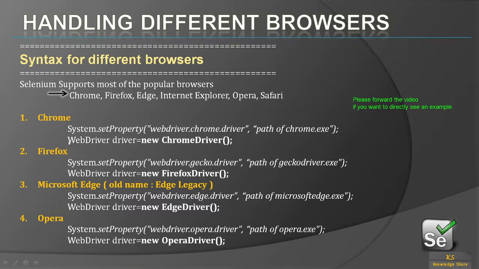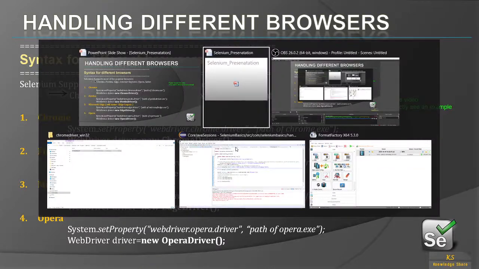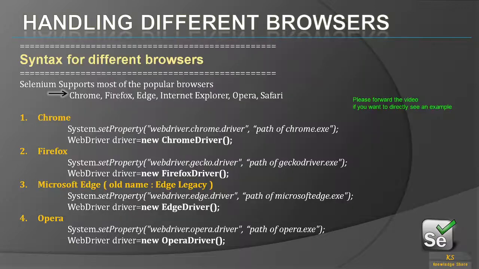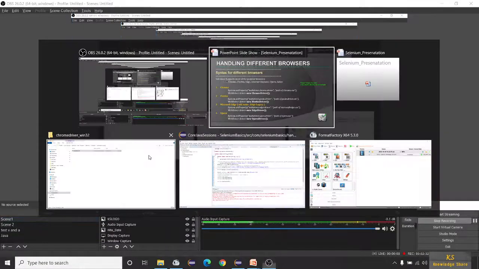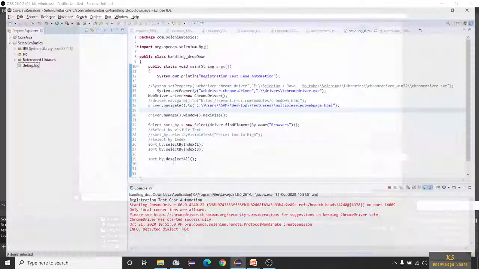And then if you observe, while we are instantiating the driver, we have written WebDriver driver is equal to new ChromeDriver. So this is the class that will be called, and you can see ChromeDriver, FirefoxDriver, EdgeDriver, OperaDriver. So if you know one syntax, then it's very easy for you to know the other syntaxes as well, right? So now let's jump to Eclipse and see a few examples of how to do it. Let's start with the Chrome browser.